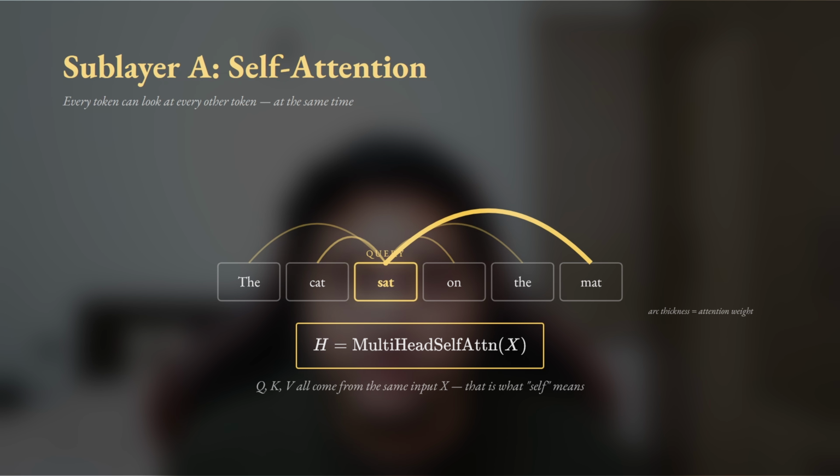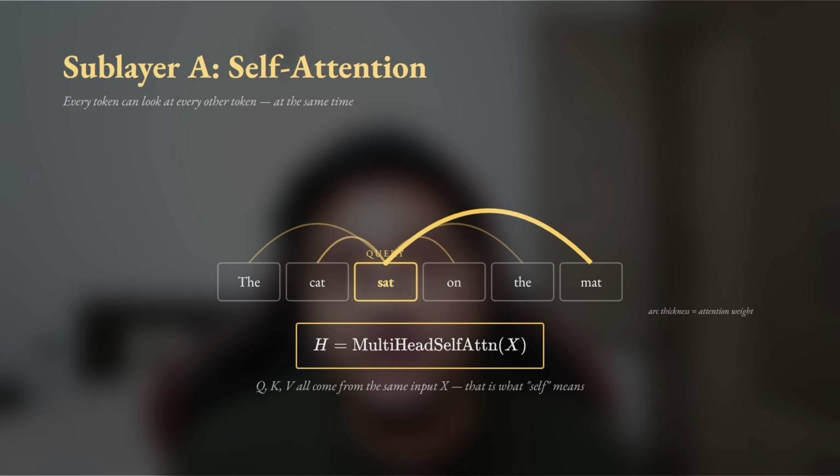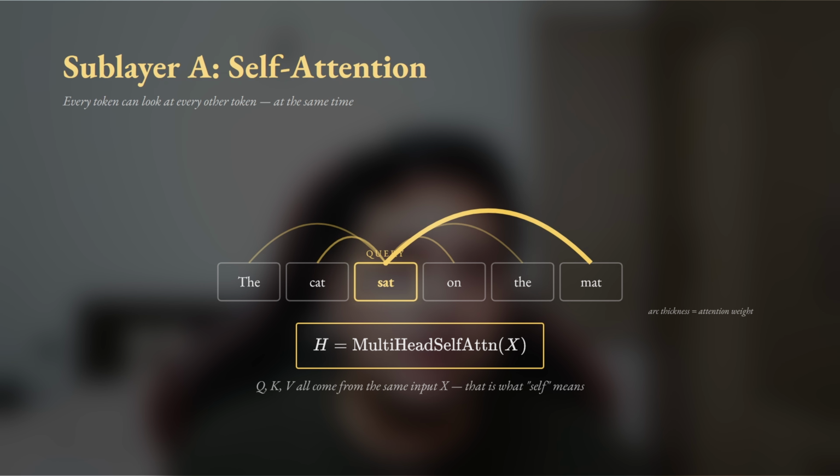The word self in the name is an important part. In cross-attention, which we will see in the decoder video, the queries come from one sentence and the keys and the values come from another. In self-attention, all 3, queries, keys and values, are computed from the same input X. The sentence is attending to itself. That is what allows SAT to gather information from CAT and MAT before either of them goes through the feed-forward processing.